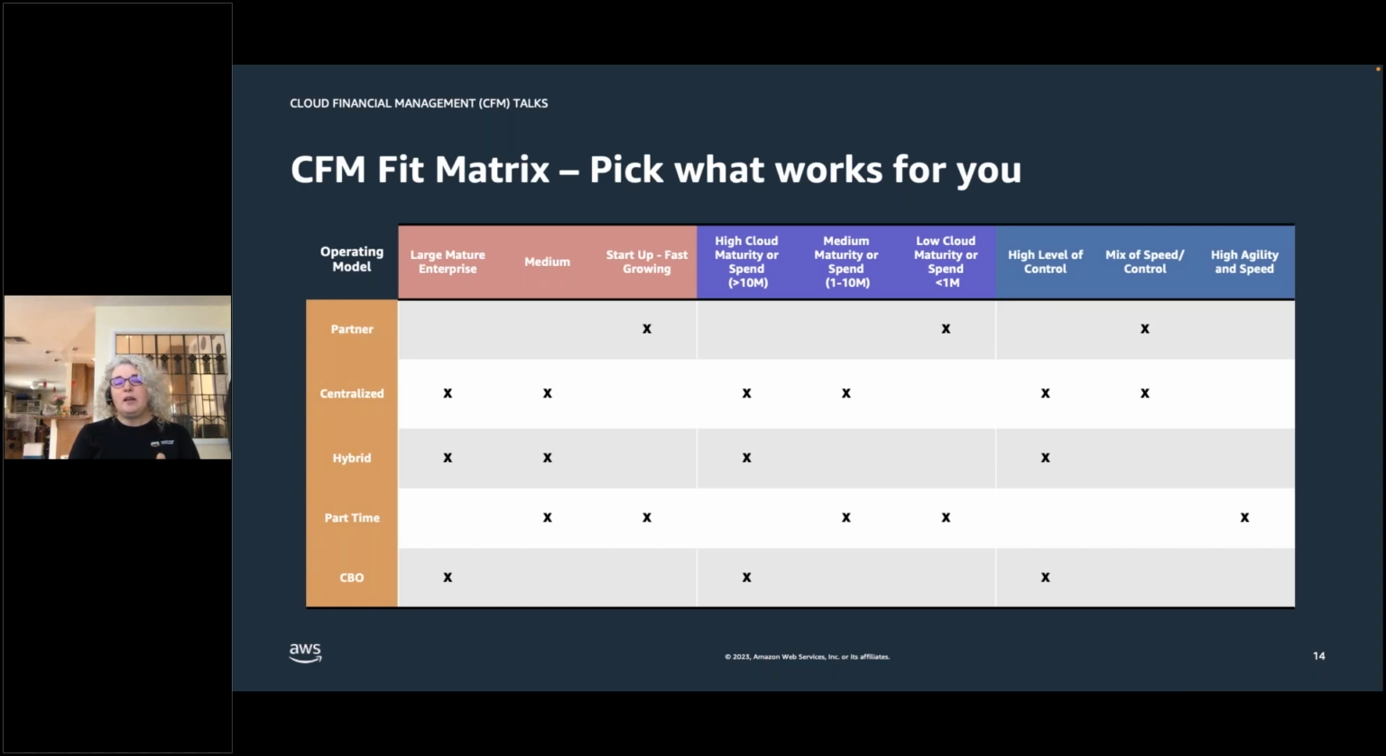A lot of teams end up in the hybrid model where they've got a central team in one place, and then they've got different ambassadors out in the different business units, or they've got a centralized team like a cloud business office that owns all of it, but they provide coaching out to those application teams, and there are roles and responsibilities for the different areas. So pick the one that works for you.